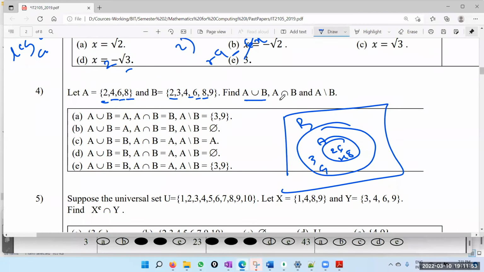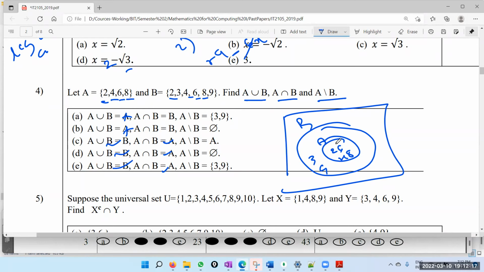A union B, A intersection B, A minus B. So the answers are given. It says A union B is A. No, A union B must be B. So this is wrong, this is wrong. So these three are correct. Then A intersection B must be A. Right. A intersection B must be A. So far these are correct.